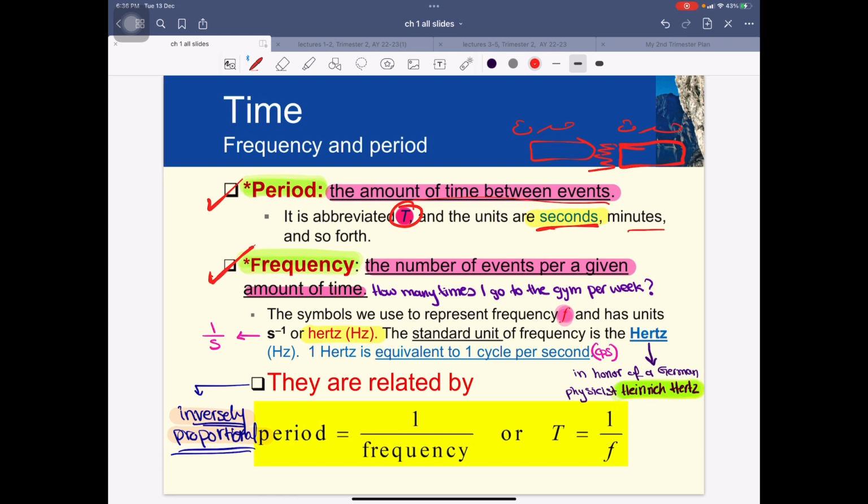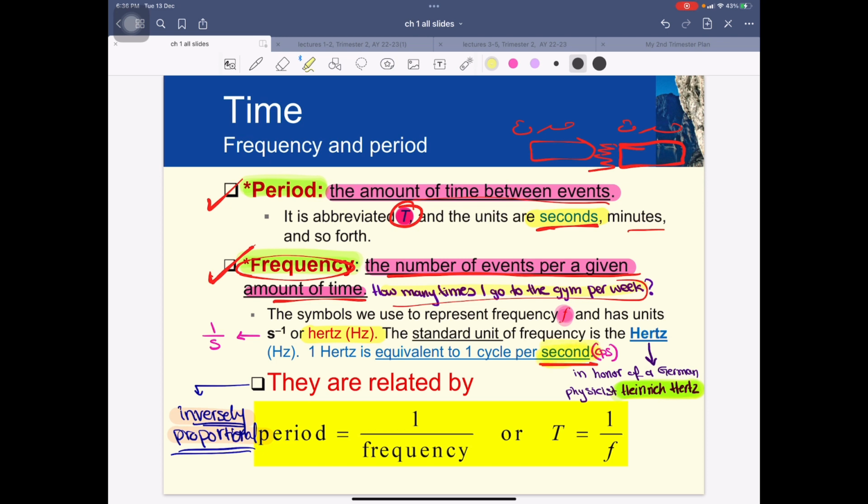What is the frequency? The frequency is the number of events per a given amount of time. What do I mean? How many times something happened in a specific time. In general, just to understand the concept of frequency: how many times did I go to the gym per week? How many times did I go in 1 week? This is the frequency, the number of events that happen in a specific time. However, please, when we talk about frequency in physics, we mostly talk about the number of events that happened in one second. This is just a general idea to understand the concept. But when we solve in physics, we must always take care that it is how many events happened in one second.